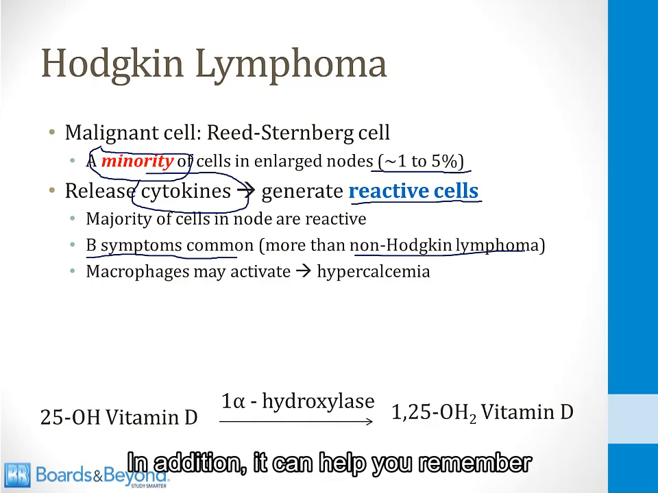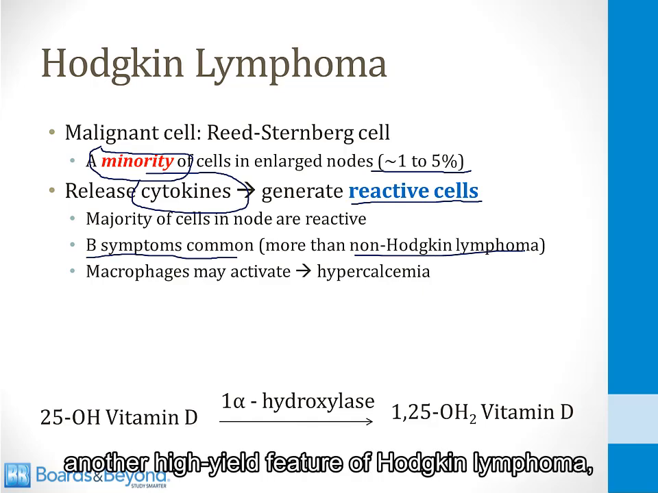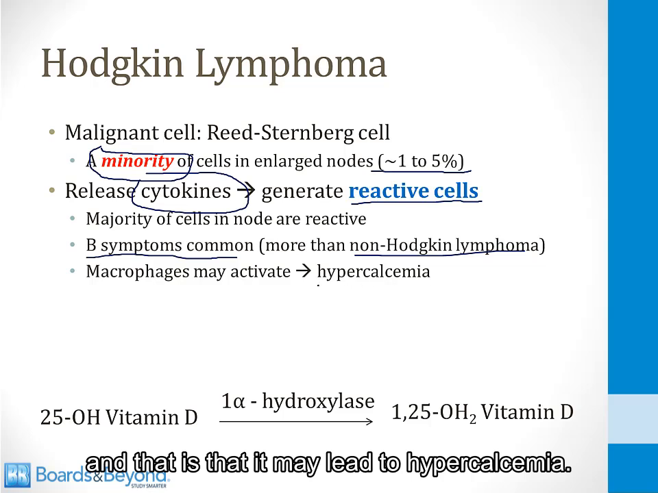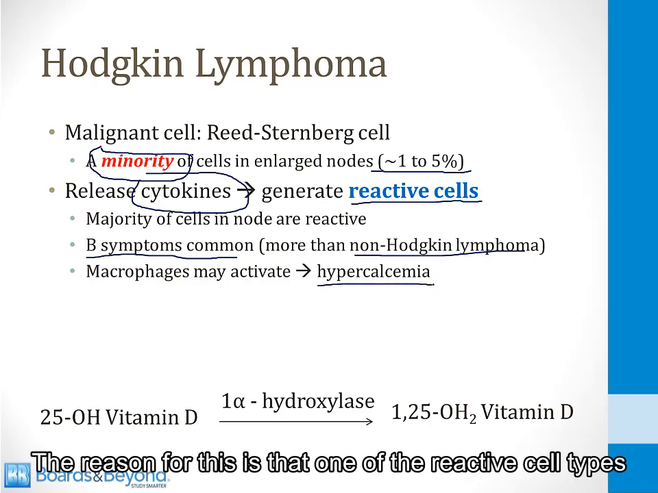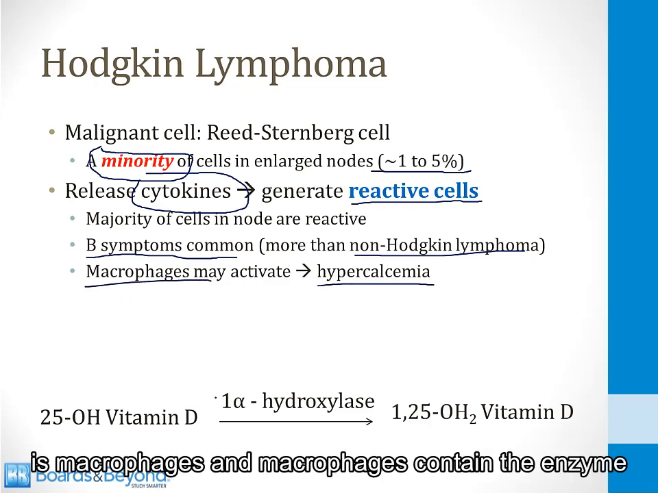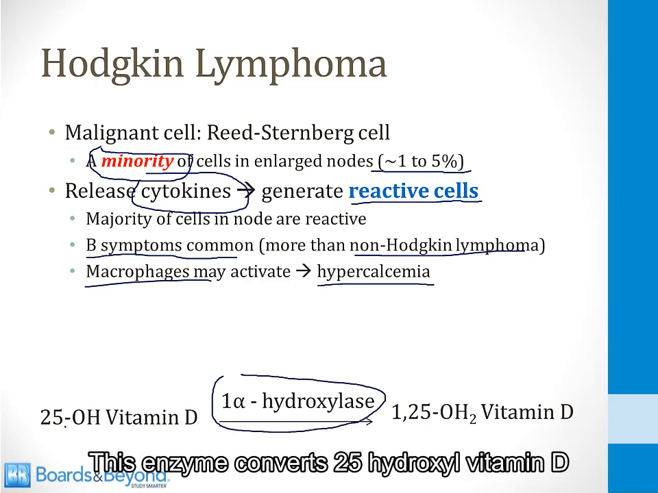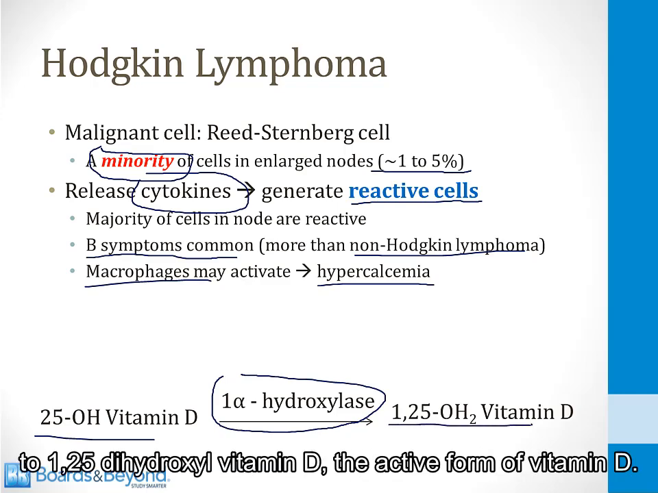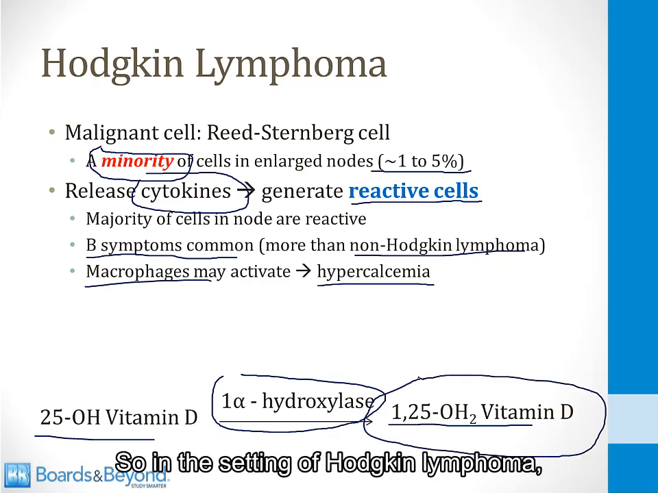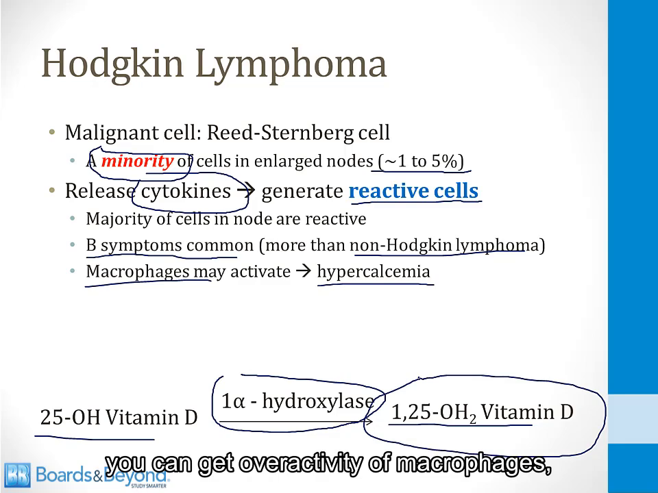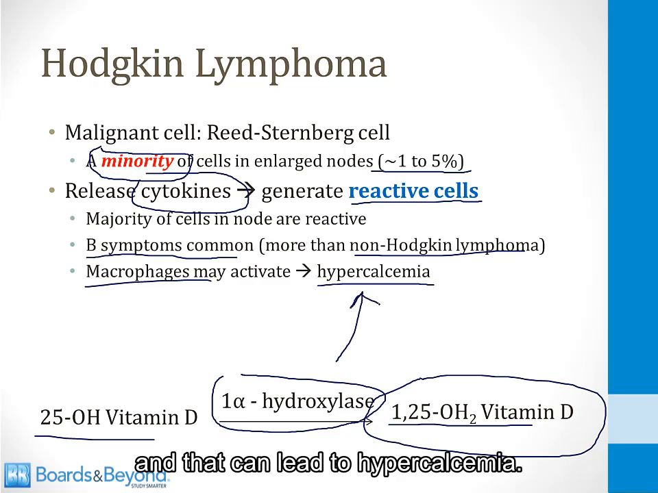In addition, it can help you remember another high-yield feature of Hodgkin lymphoma, and that is that it may lead to hypercalcemia. The reason for this is that one of the reactive cell types is macrophages, and macrophages contain the enzyme 1-alpha hydroxylase. This enzyme converts 25-hydroxyl vitamin D to 1,25-dihydroxyl vitamin D, the active form of vitamin D. So in the setting of Hodgkin lymphoma, you can get overactivity of macrophages and excess active form of vitamin D, and that can lead to hypercalcemia.